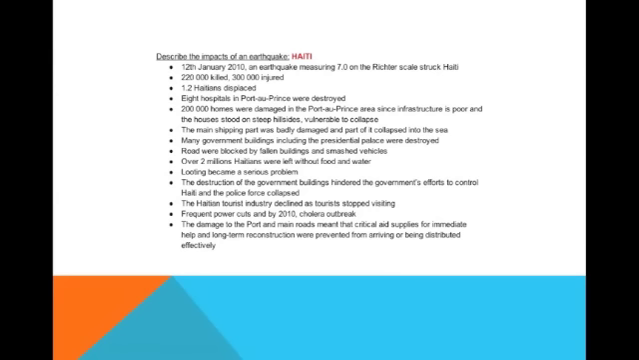Many government buildings, including the presidential palace, were destroyed. Roads were blocked by fallen buildings and smashed vehicles. Over 2 million Haitians were left without food and water. Looting became a serious problem. The destruction of the government buildings hindered the government's efforts to control Haiti, and the police force collapsed. The Haitian tourist industry declined as tourists stopped visiting, and frequent power cuts, and by 2010 there was a cholera outbreak. And the damage to the port and main roads meant that critical aid supplies for immediate help and long-term reconstruction were prevented from arriving or being distributed effectively.